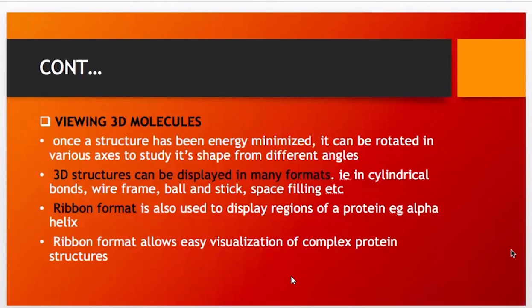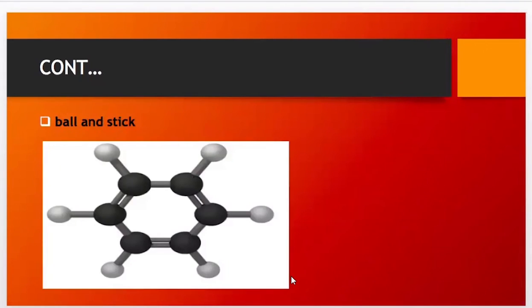And this one is mostly used when you're looking at proteins. All right. So the ribbon format allows you to see complex structures like proteins. Okay. So this is the ball and stick visualization of your compound. So you can have it in this way. All right, so this should be 1, 2, 3, 4, 5, 6. This is a benzene.